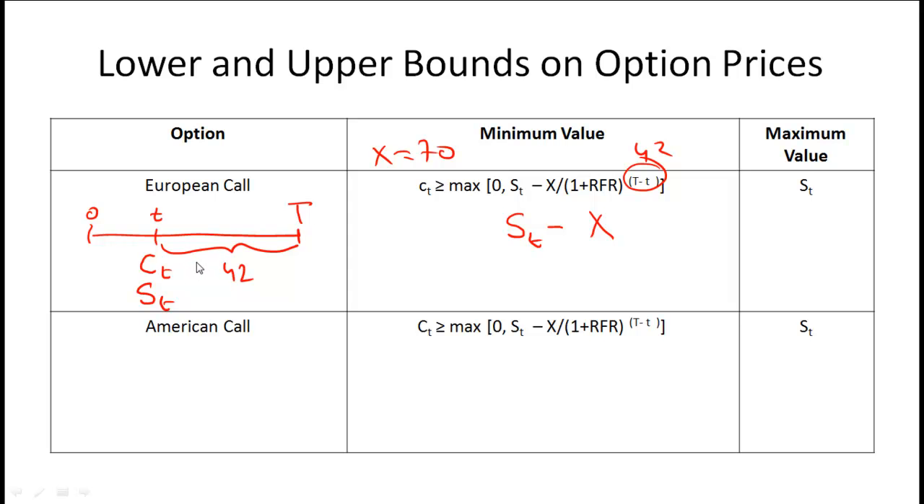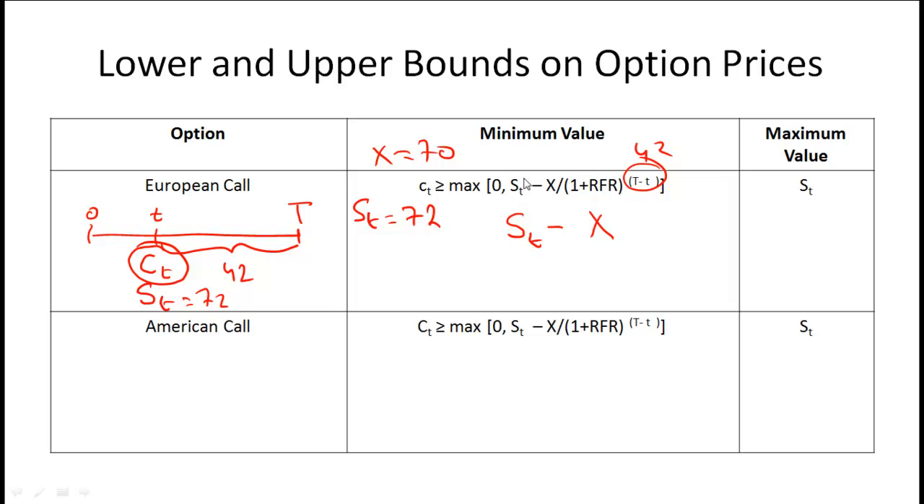We are then told that we need to find the lower bound on a European call. So let's say that the underlying, so ST they have given us as 72. So ST is equal to 72. That means that at time t the underlying is trading at 72, and we need to find the lower bound on the European call option.